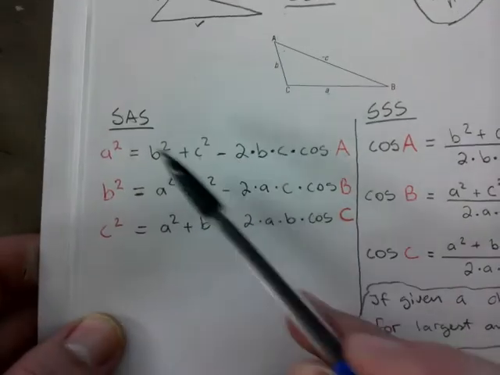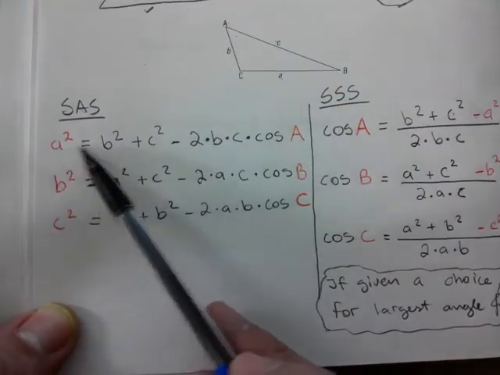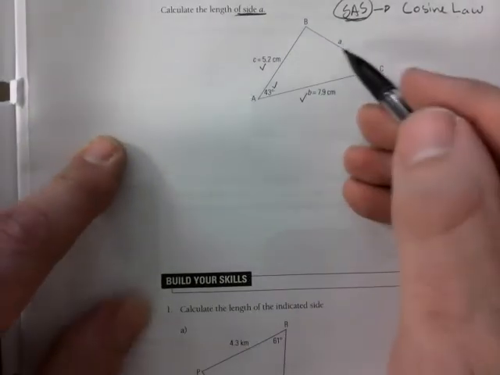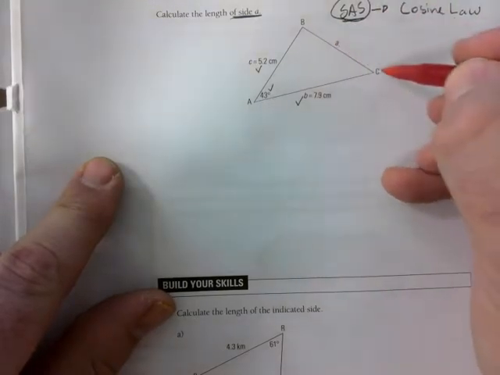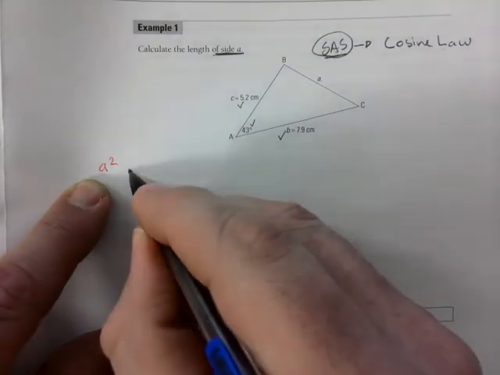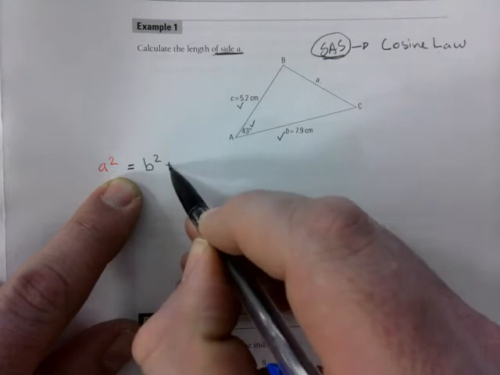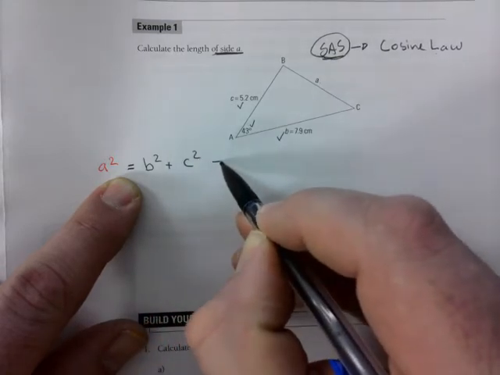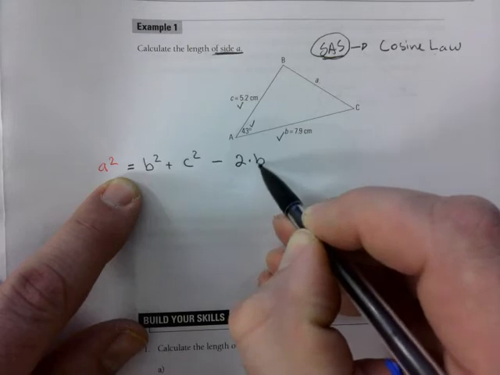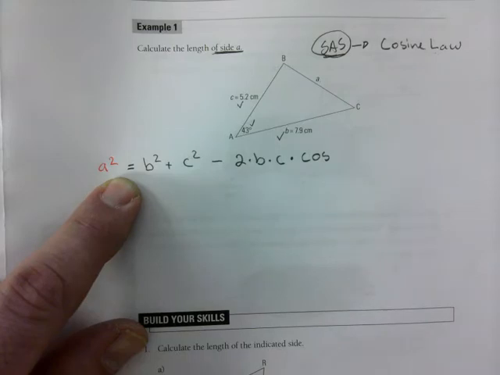So let me just go back one, right? SAS, you're going to have to use this formula, not this one, okay? So I'm just going to go by the first one, and I'm actually going to write it out. I want to find this side here. So I'm going to go A squared is equal to, take the other side squared and the third side squared, minus 2 times B times C times cosine of angle A.